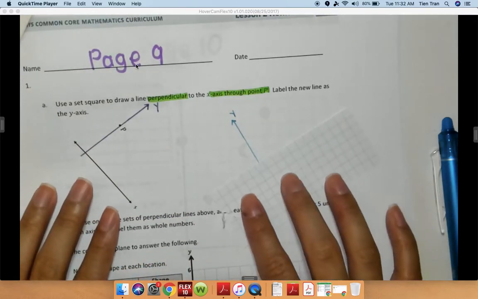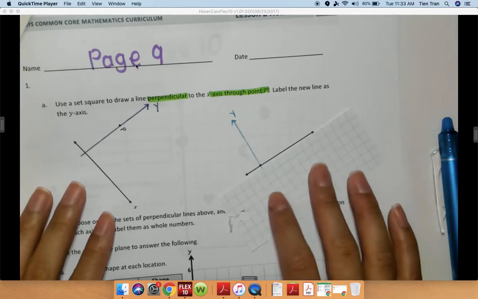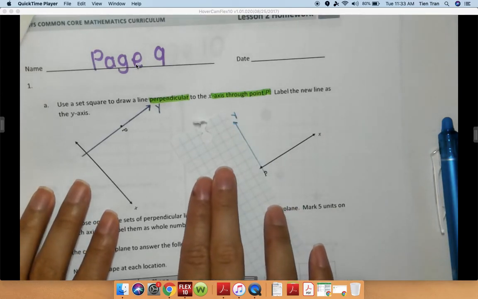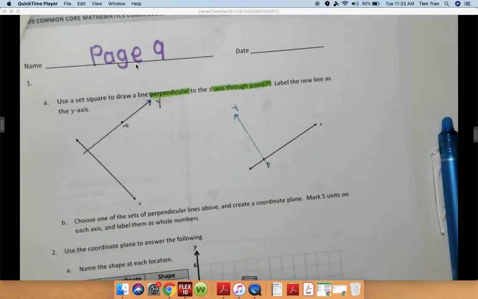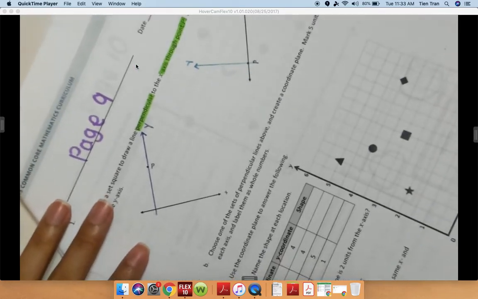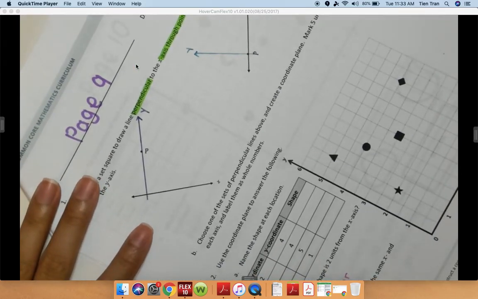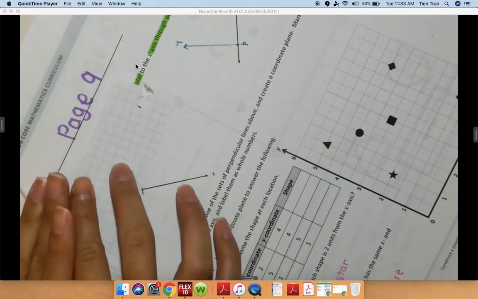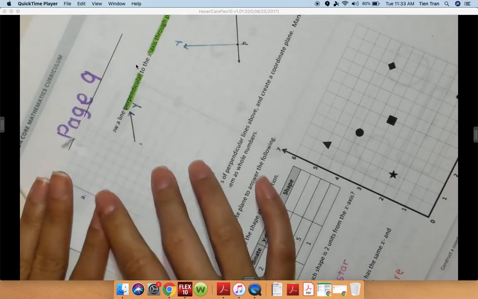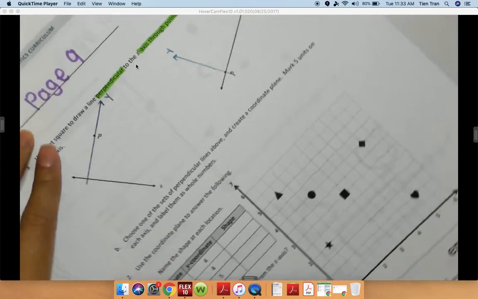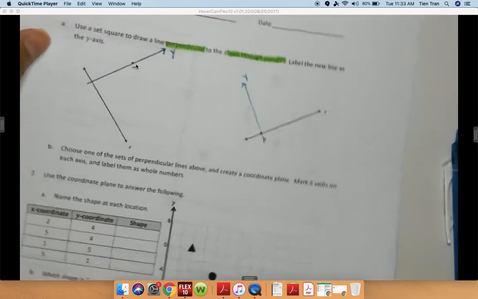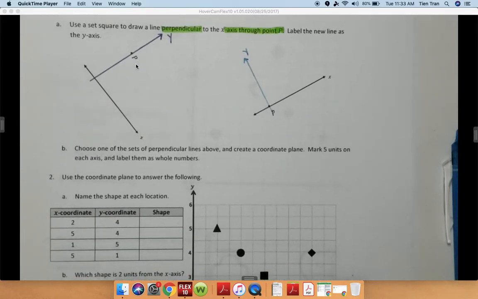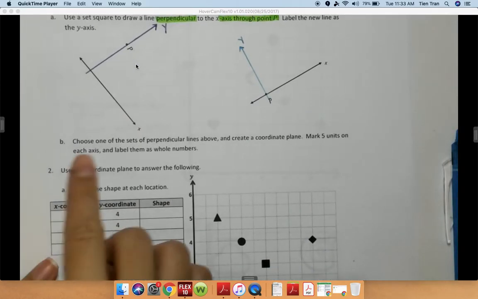On the same thing on the other side, I drew my x-axis, so the line that goes up and down is going to be my y-axis. If you need to move your paper so that you can see that it's straight, then you can. This looks easier for me to see because that makes it perpendicular. I don't want to accidentally draw it crooked because I couldn't see it. So if you need to turn your page, then you can, if that helps you. And that's all you have to do for A.